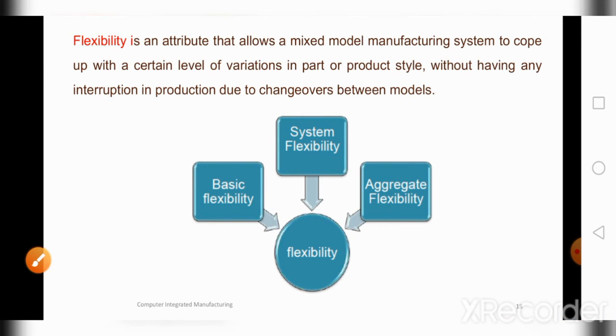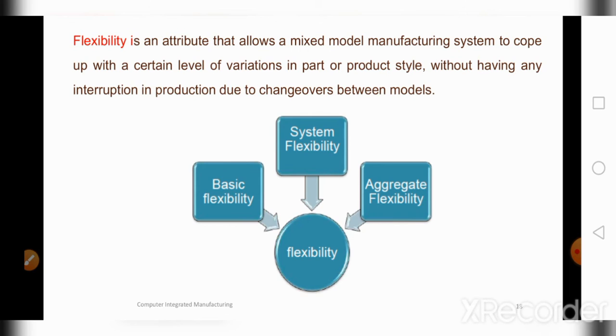Another way we see it, flexibility is an attribute that allows a mixed model manufacturing system to cope with a certain level of variation in part or product style without any interruption in production due to changeovers between models. As we said at first, we can reduce the manufacturing lead time using a flexible manufacturing system, where we use group technology so the parts are grouped as similar ones, because the changeover to another product will be very small. Very small means within no time it can change over to another product. That is the flexibility.